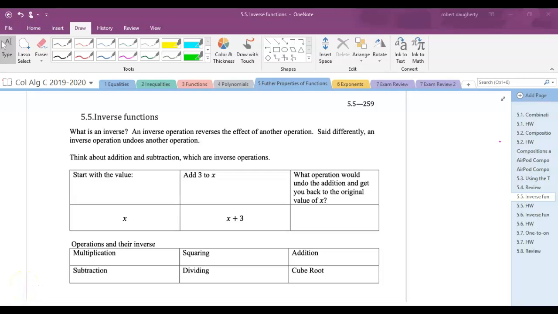So today we need to talk about something called an inverse function. What do you think an inverse function does? If you do something, what do you think the inverse will do with it? Not quite the opposite, but it will undo it.